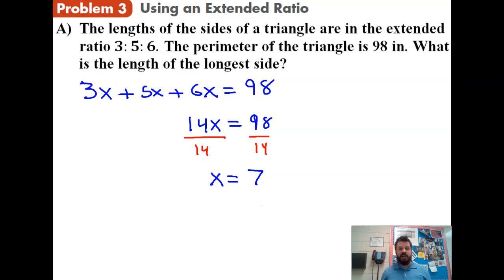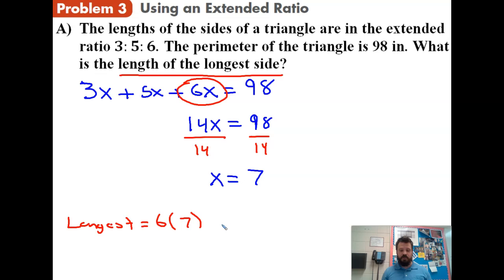And then I'm not looking for x. What I want to know for this one is the length of the longest side. Okay, that longest side is going to correspond with this 6x part of the equation. So what we'll do is we'll say the longest is equal to 6 times the x. In other words, 7, which would be 42 inches. All right, so that's how we can use an extended ratio in the same way that we used a regular ratio in the last problem.